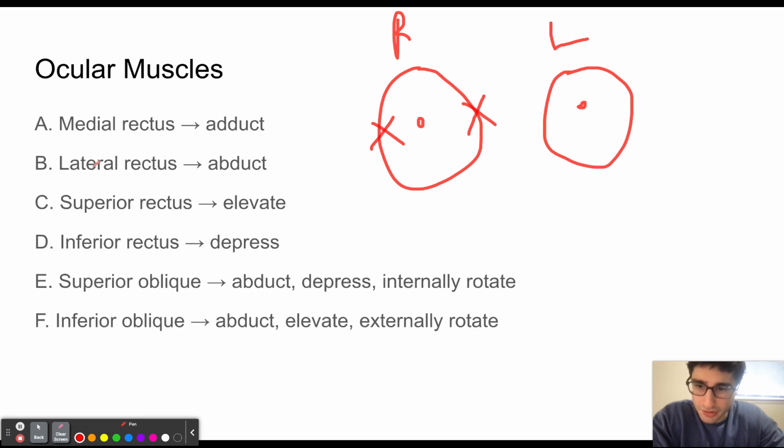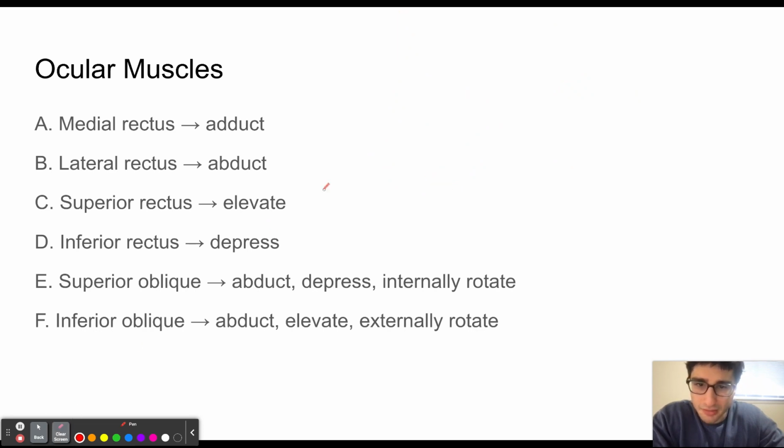If there was damage to the right superior rectus, then we won't see any elevation. And if there was damage to the right inferior rectus, there won't be any depression in the right eye. Now it gets a little bit more complicated with the superior oblique and the inferior oblique.